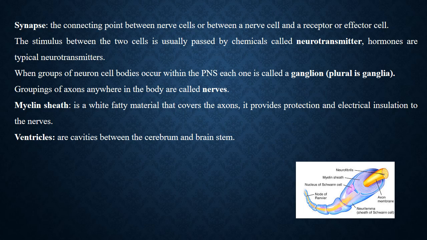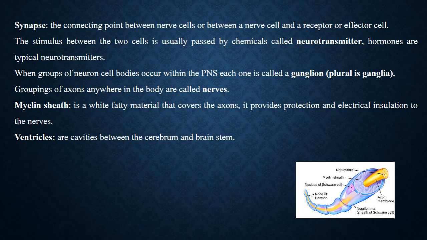Synapse. The connecting point between nerve cells or between a nerve cell and a receptor or effector cell. The stimulus between the two cells is usually passed by chemicals called neurotransmitters. Hormones are typical neurotransmitters.